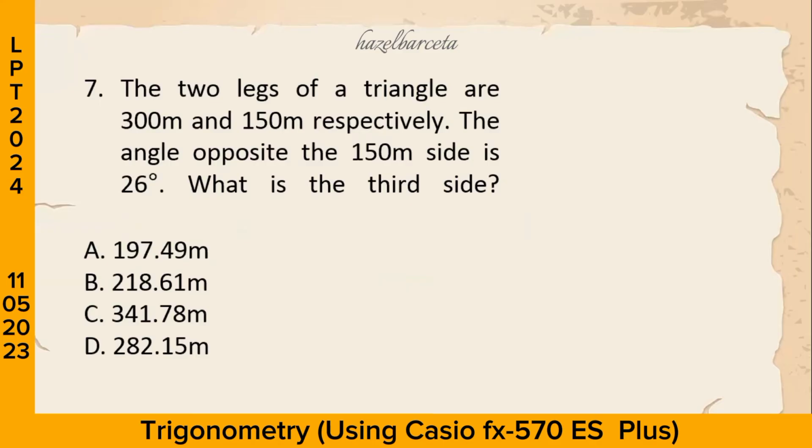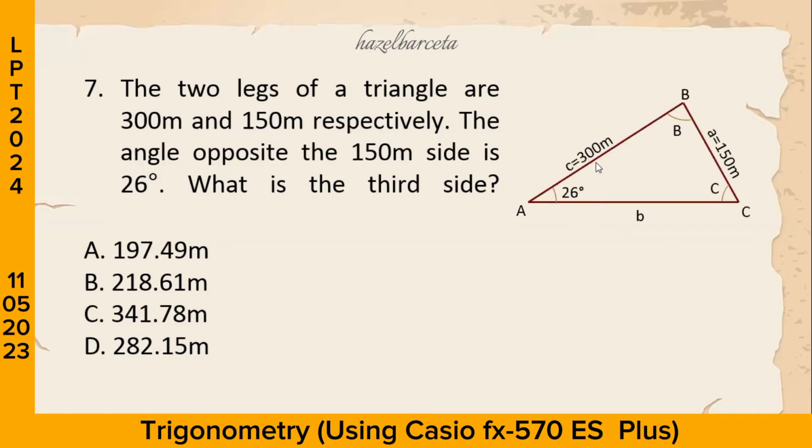Okay, so problem number 7. The two legs of a triangle are 30 meters and 150 meters respectively. The angle opposite the 150 meter side is 26. What is the third side? So, ito na po yung mga missing side. So, this is our figure given 300 and 150 and the opposite is 26 degrees.